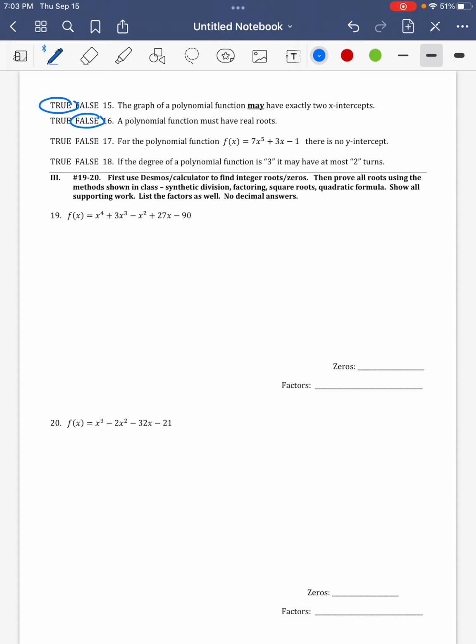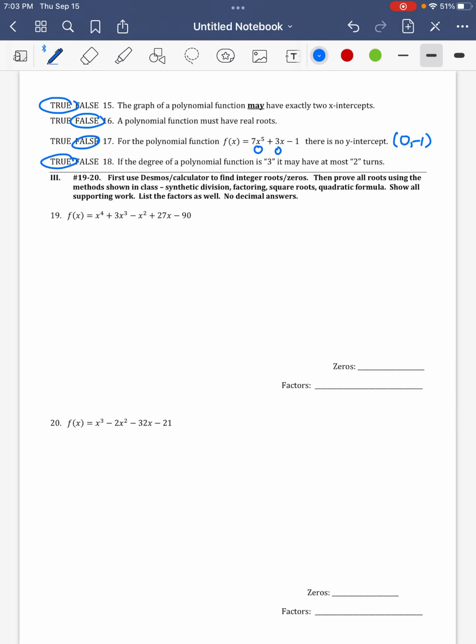Number 17, for the polynomial function, there is no y-intercept. So remember, the y-intercept is when x is 0. Well, if x is 0, that turns to 0, that turns to 0, but there's still -1. So that is false. If the degree is 3, it may have at most 2 turns. Yep, that's true. It's always 1 less turns at most. It could have only 1 turn, or no turns, doesn't matter.